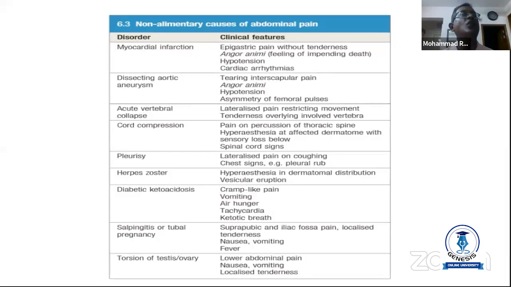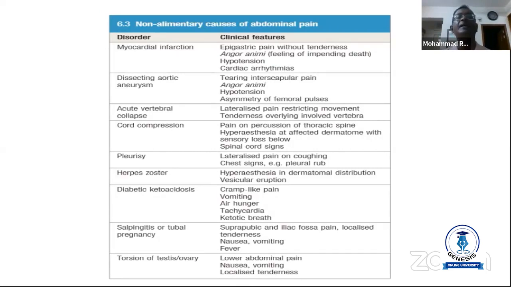Diabetic ketosis, don't forget about diabetic ketosis. The patient will have severe cramping abdominal pain with vomiting and air hunger. Air hunger is called Kussmaul breathing. The patient has tachycardia and a sweet odor in the mouth, that is called ketotic breath. So with a patient with abdominal pain and a history of diabetes mellitus, check for tachycardia, air hunger, ketotic breath. Don't forget diabetic ketosis. Early diagnosis can make the patient survive. Never forget about ketoacidosis.